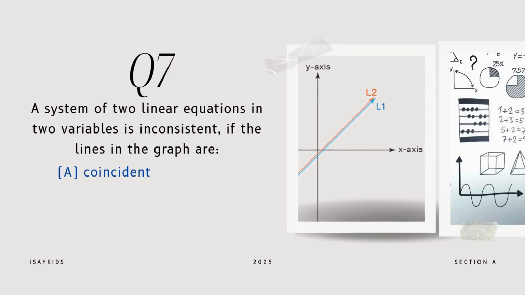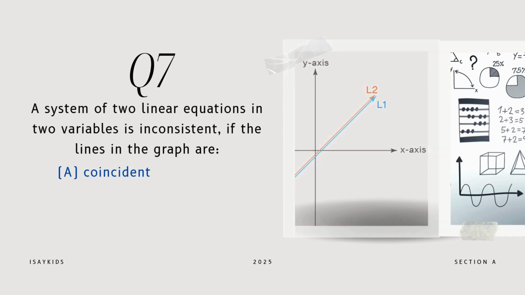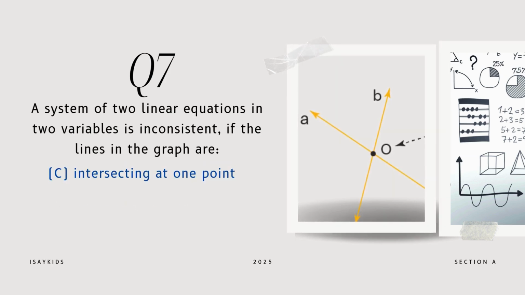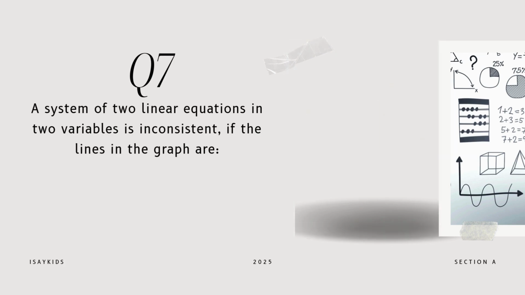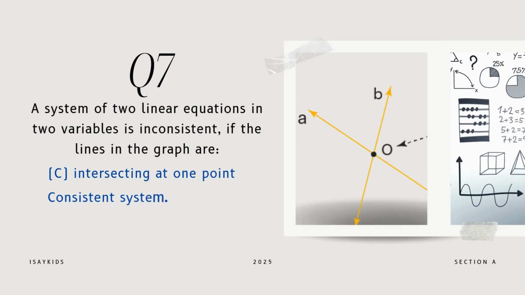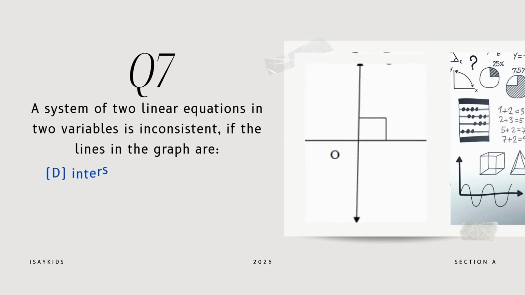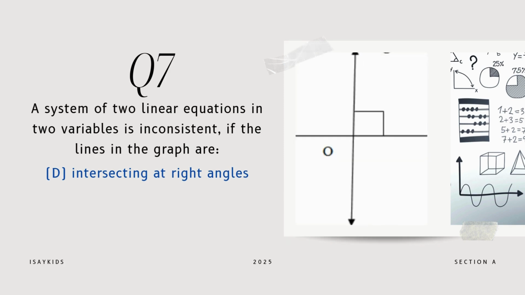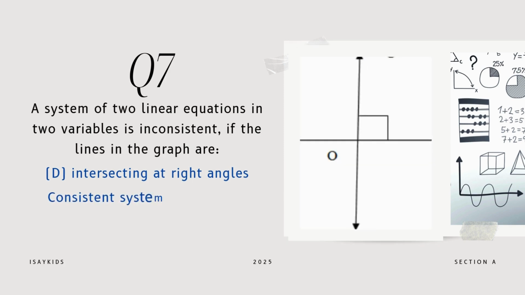Coincident lines mean they overlap completely, which indicates a consistent system. If lines intersect at one point, they represent a consistent system as well because they have a unique solution. Option D, intersecting at right angles, still implies intersecting lines, and we know that they are consistent.